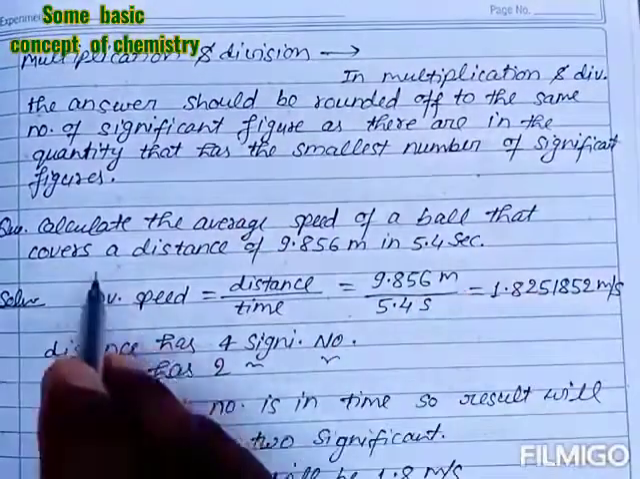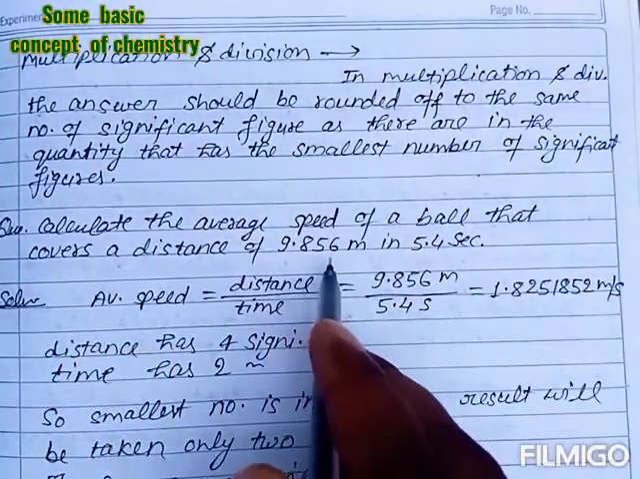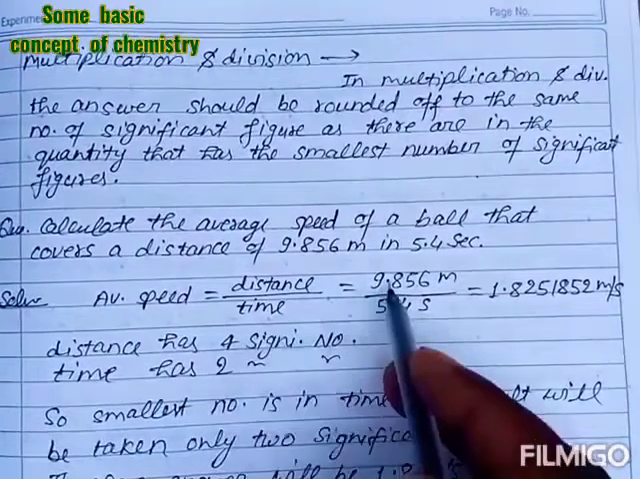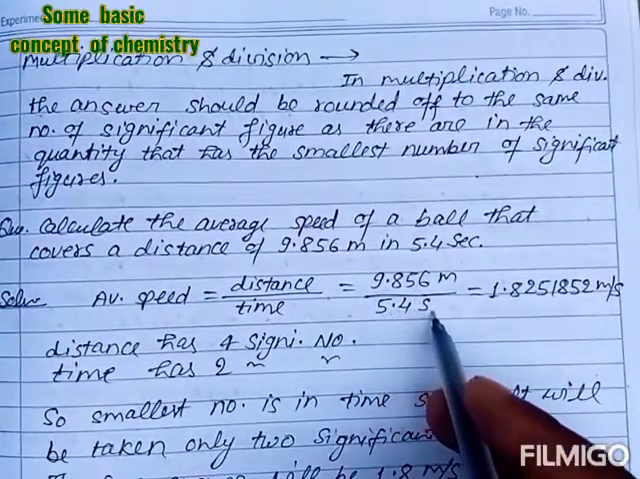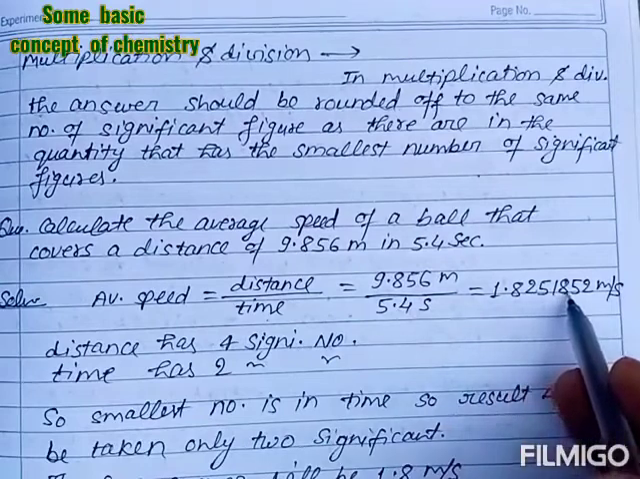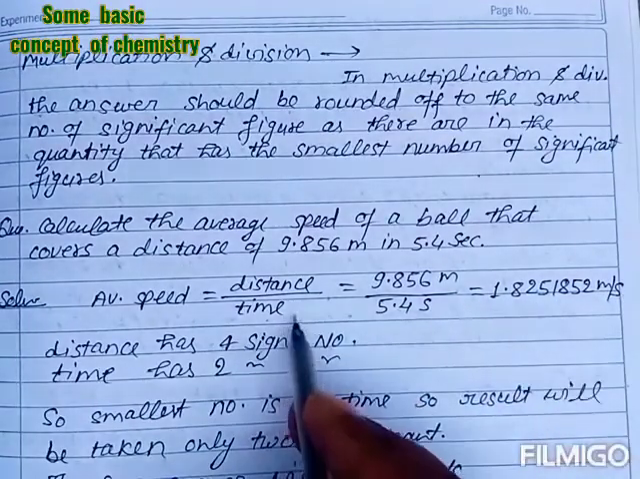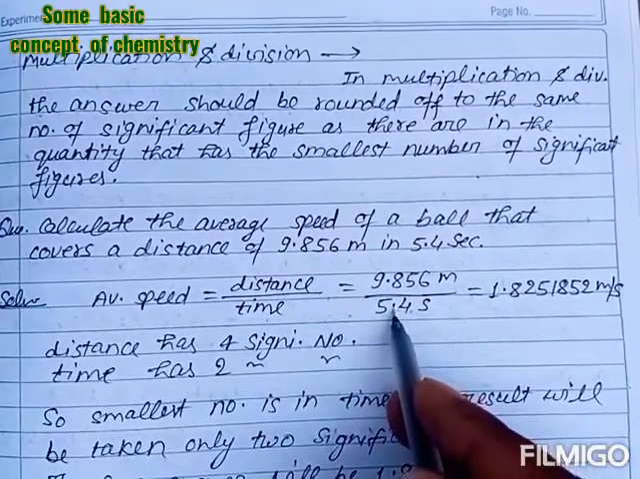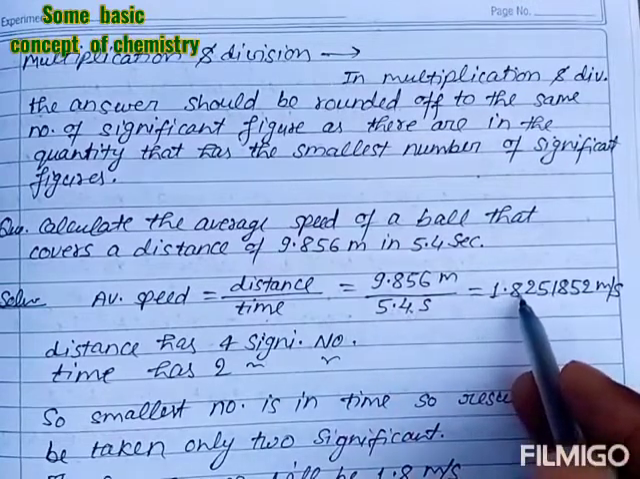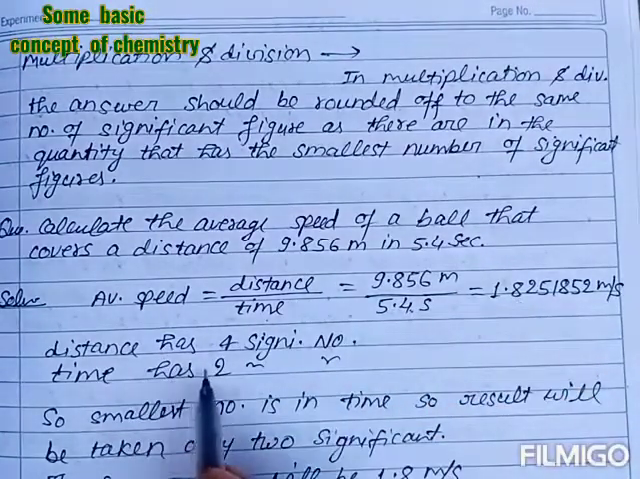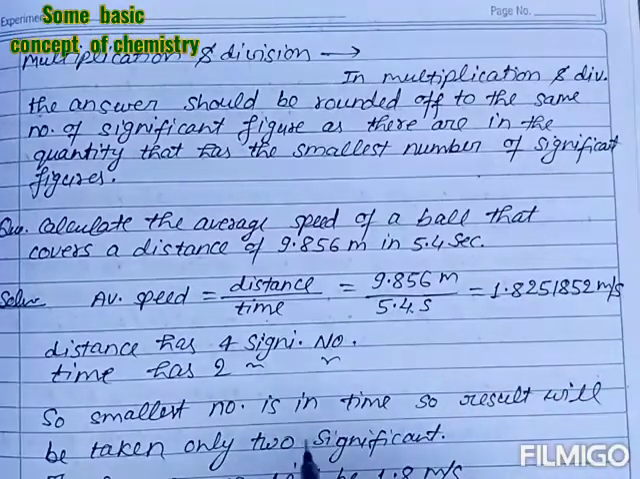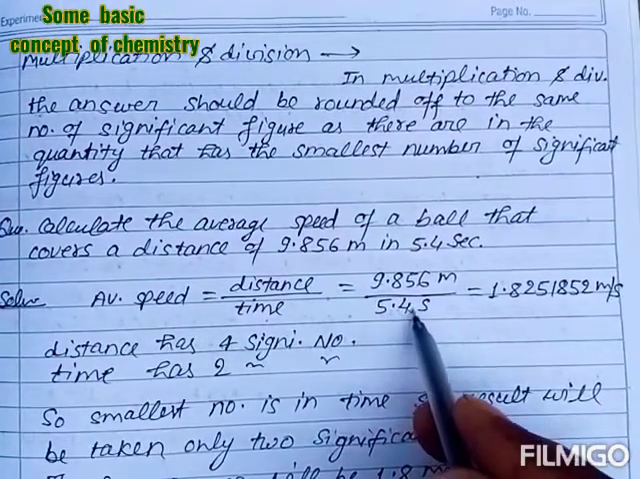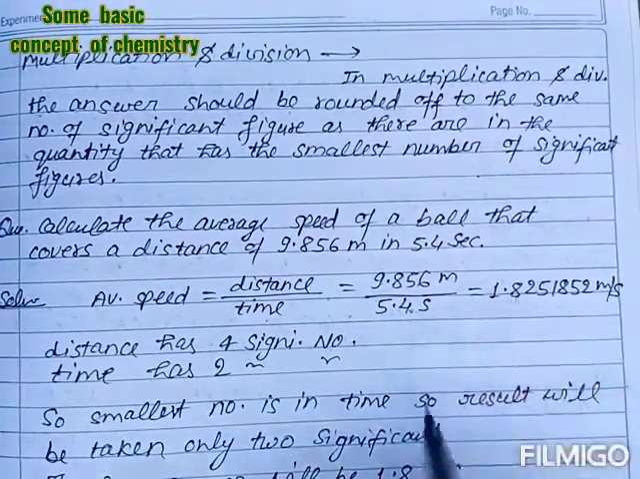Calculate the average speed of a ball that covers a distance of 9.856 meters in 5.4 seconds. The average speed is equal to distance divided by time: 9.856 divided by 5.4 seconds. After calculating, we get 1.8251852 meters per second. The smallest number is not the distance but the time, because 5.4 has the fewest significant figures, so after the decimal you will take one digit. The answer will be 1.8 meters per second, because 5.4 has two significant figures, so the answer has only one digit after the decimal.